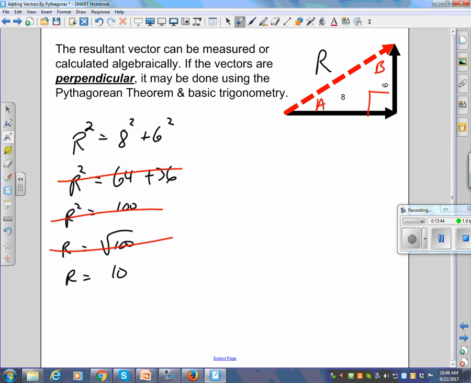How many people say A? Come on. How many people say B? How many people have hands? Very disappointing. The answer is A.